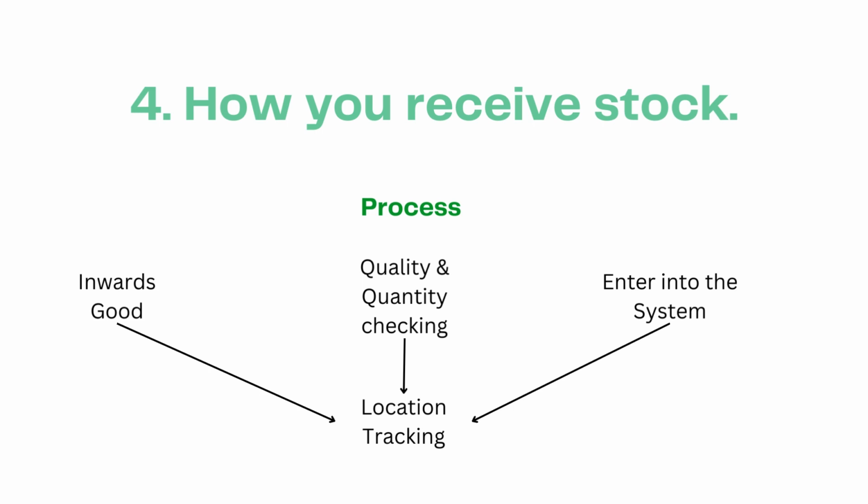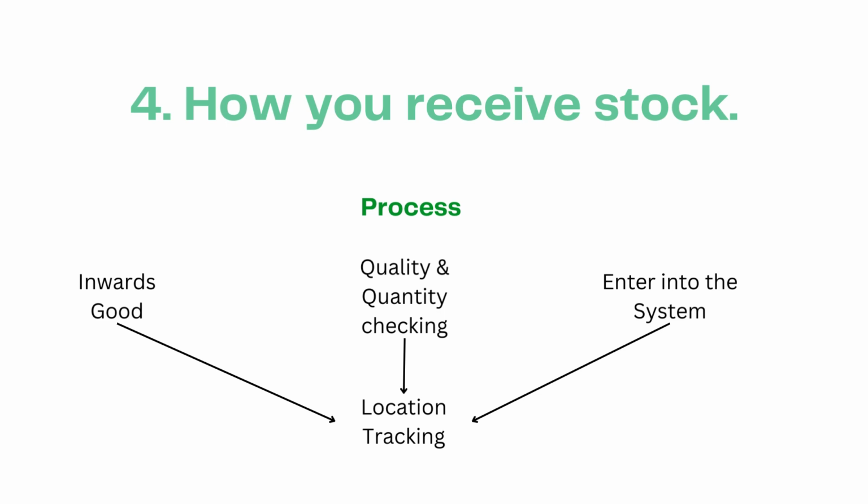Point number four, which is very important, is you should have a process of how you receive stock. In small to medium businesses, I've seen whenever a product comes in, people just give it to anyone and stack it somewhere. But how it should work is you should have an inwards location for all the inwards goods. Make sure you record what we have received. As soon as you receive them, you should have the quality and quantity checking.